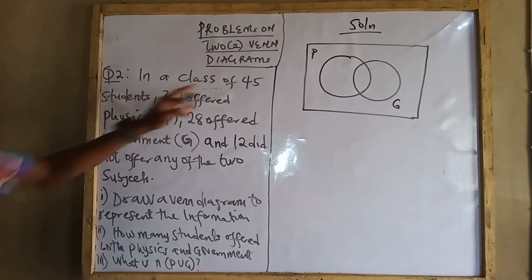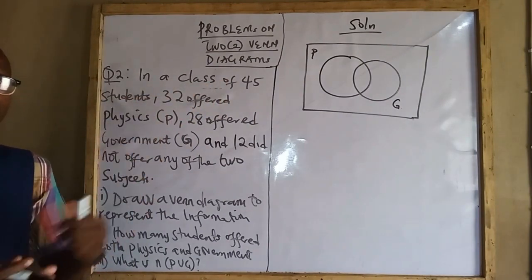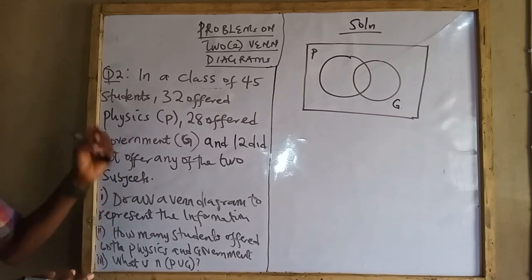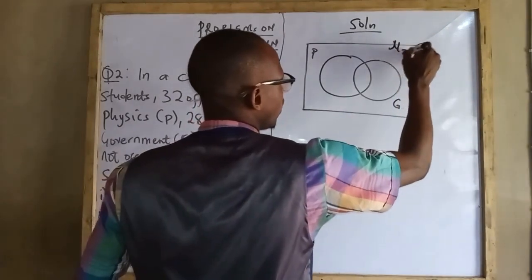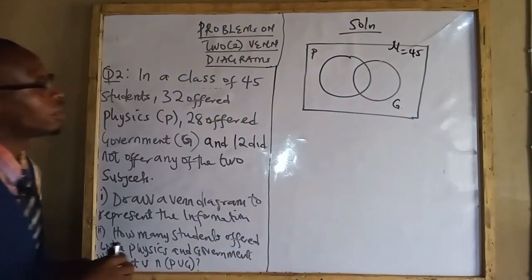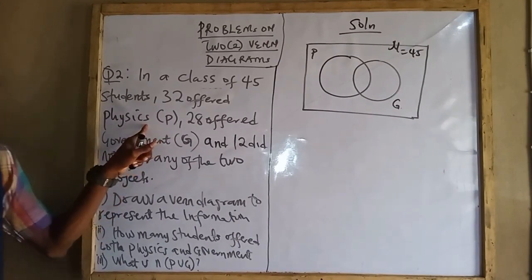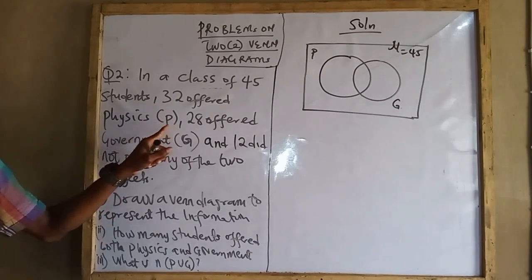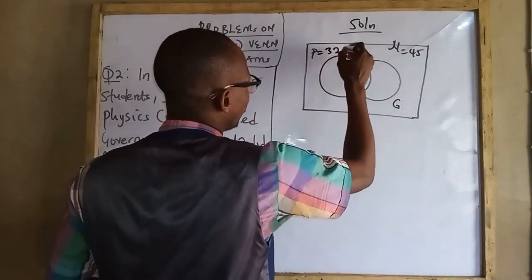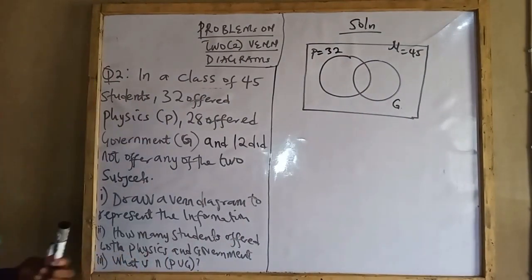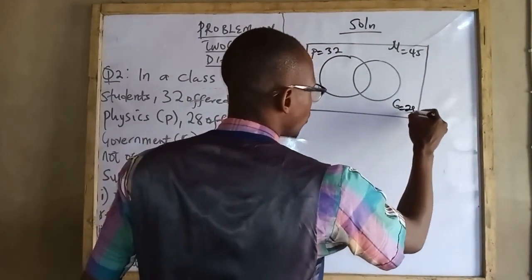In a class of 45 students, in this case you have been given the universal set. Unlike the first question, where we were not given the universal set, here we have been given the universal set to be 45. Now, 32 offered physics. This is not physics only, this is just physics. So I'm going to put it outside that circle, but within the rectangle. That's 32. Then 28 offered government, which is going to be here as well.